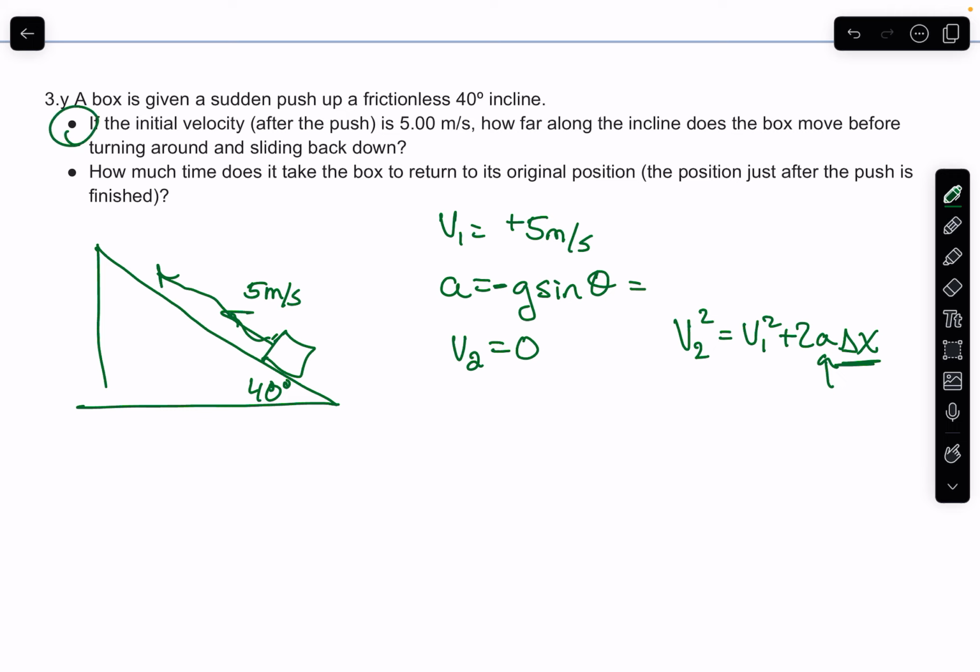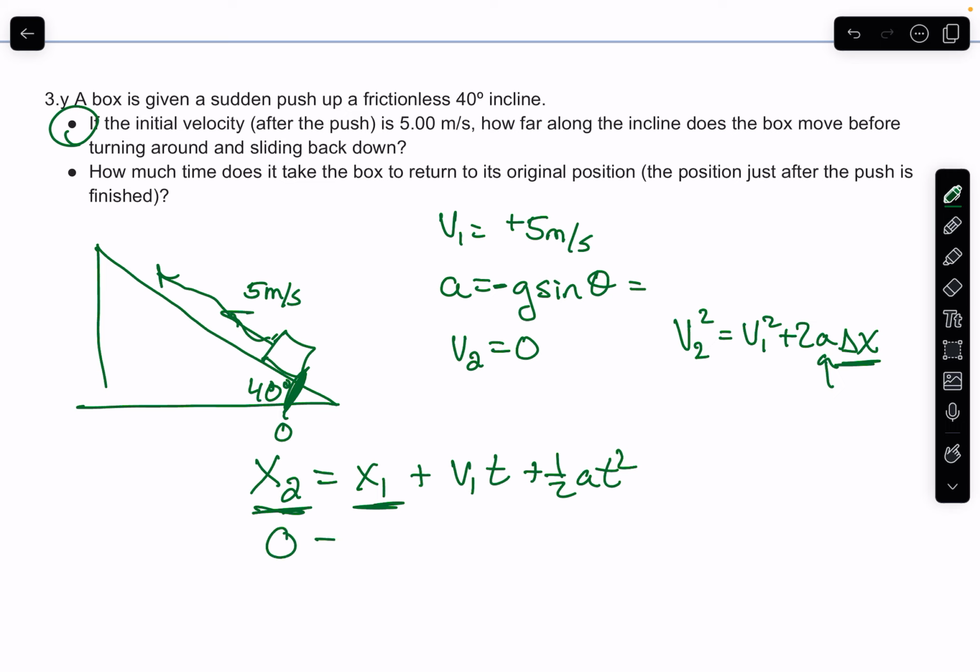For B is how much time before the box returns to its original position. So what I just did is I just used the standard equation, x2 equals x1 plus v1t plus 1/2 at squared. Now x1 and x2, we're going to start at what point? How about 0? And it's going to come back to where it originally was.